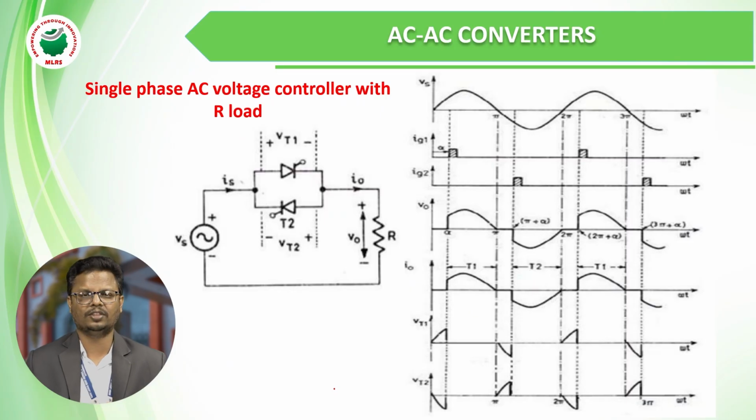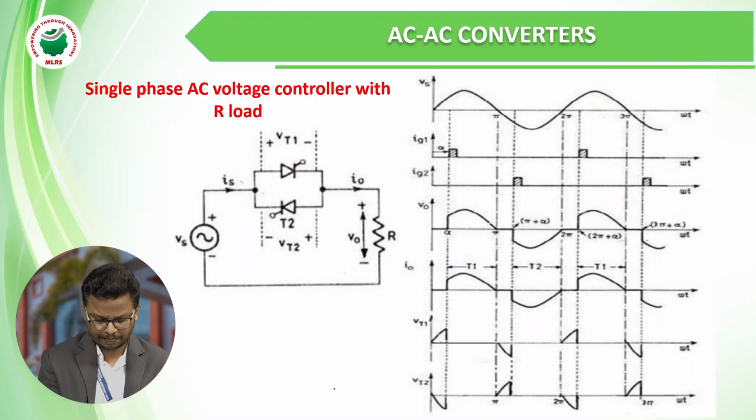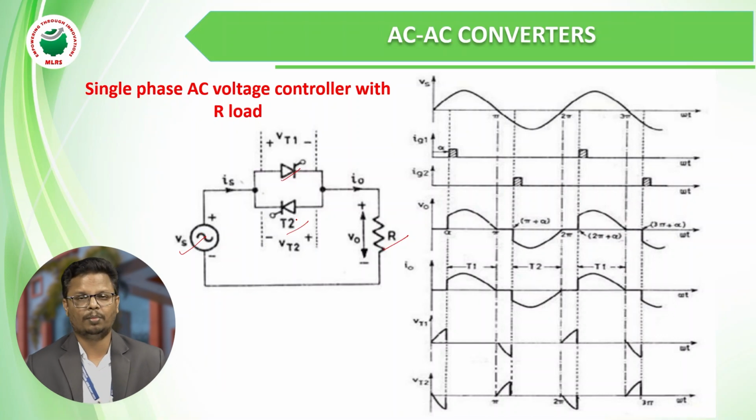So in this, first we are going to learn about single phase AC voltage controller with R load. So here first we will learn about the circuit operation. If you see here, we have a source voltage Vs and the load R and two thyristors VT1 and VT2. Both thyristors VT1 and VT2 are connected in anti-parallel connection.